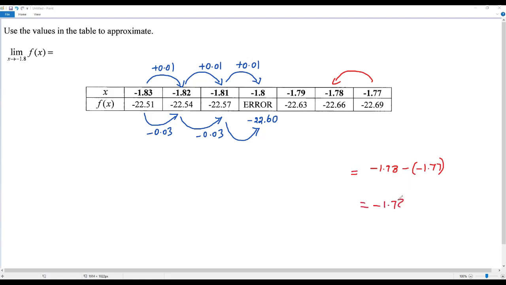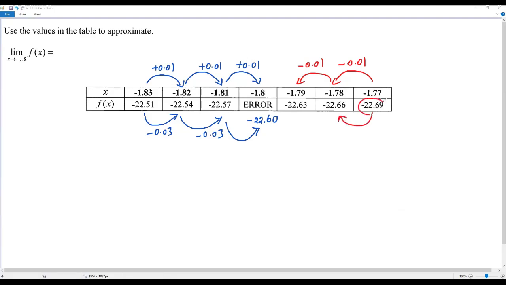Let me write it over here. Negative times negative becomes positive 1.77. When I combine this value and this value, I get negative 0.01. So from negative 1.77 to negative 1.78, the value of x is getting decreased by 0.01. Since it decreases, I use a negative sign over here. From negative 1.78 to negative 1.79 also, the value of x is getting decreased by 0.01. When x is decreased by 0.01 from negative 1.77 to negative 1.78, what's happening to the value of f of x?